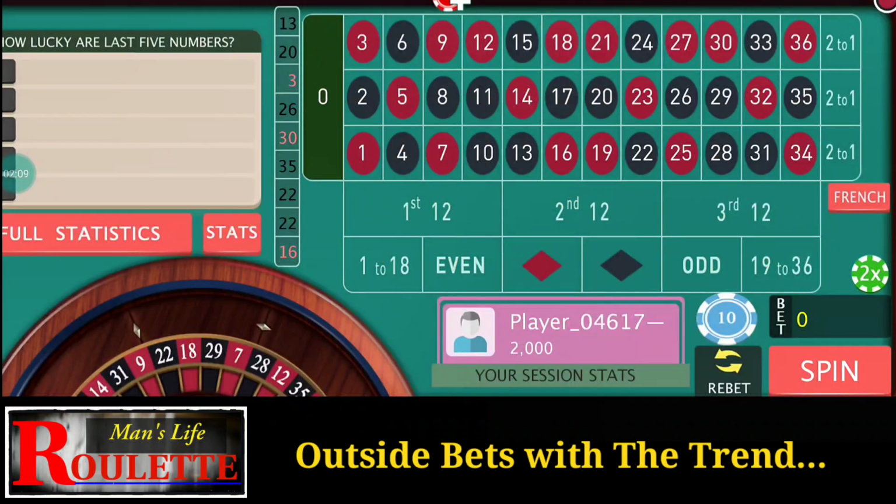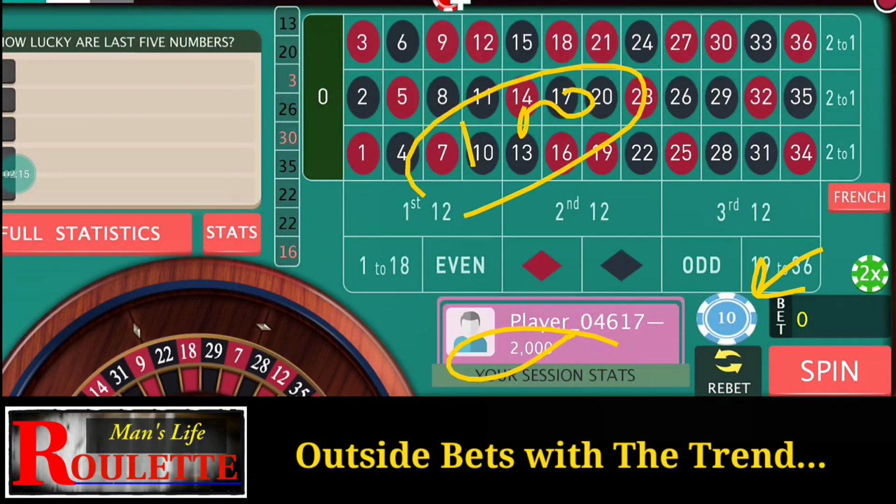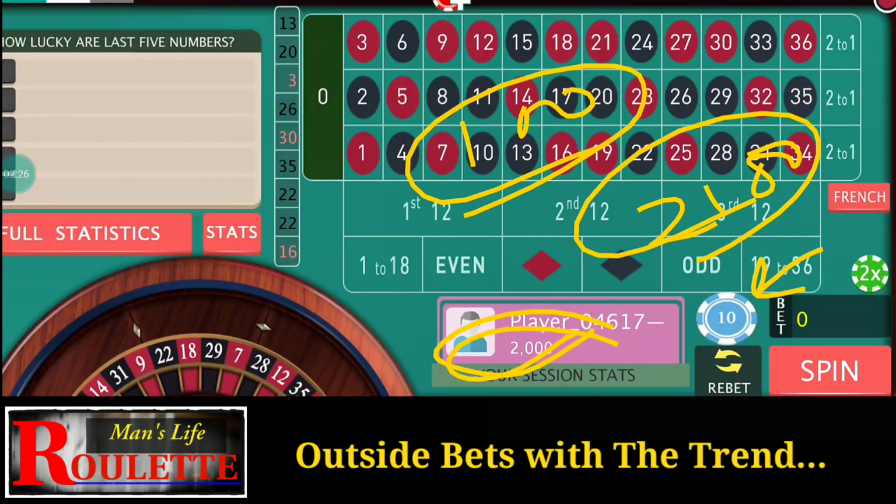For this strategy I have a bankroll. You can see here it is 2000. I will go with 10 unit bets and my target is 100 units. Whenever I reach the target of 100 units, that means whenever my bankroll shows 2100, I will stop the game and start from the beginning.